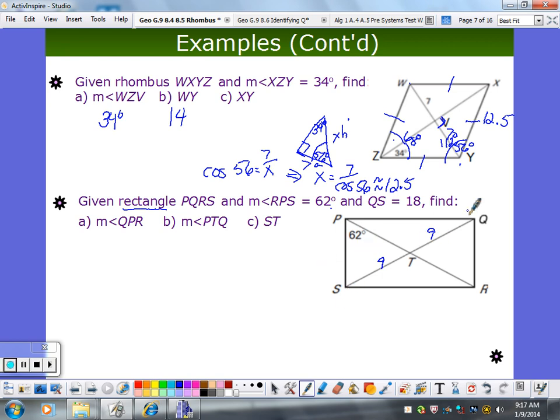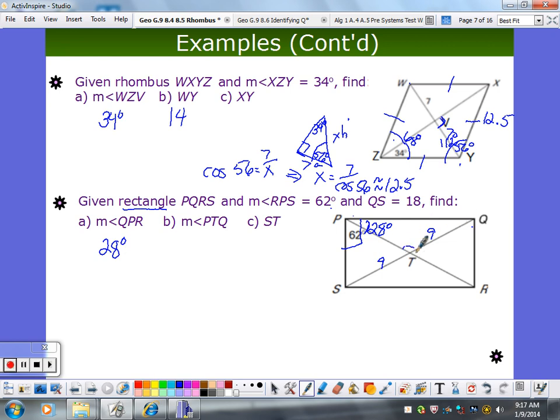I want to find QPR. What's this? Yes, what's that going to be? 28. How'd you get that? 90 degrees. Yes, it's a rectangle. That means this is 90 degrees. If this piece is 62, 90 minus 62, he tells me that's 28 degrees.